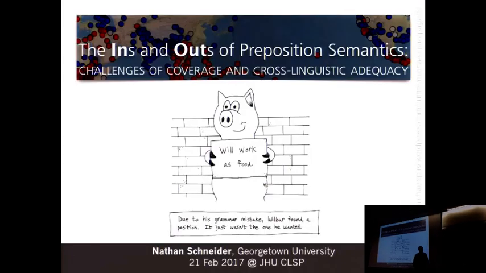Back at CLSP, I'm going to be talking about prepositions and semantics in computational semantics, and I'm particularly excited to be talking about that here because of all the related topics that are going on in semantic representation, in machine translation and multilinguality, and so forth.